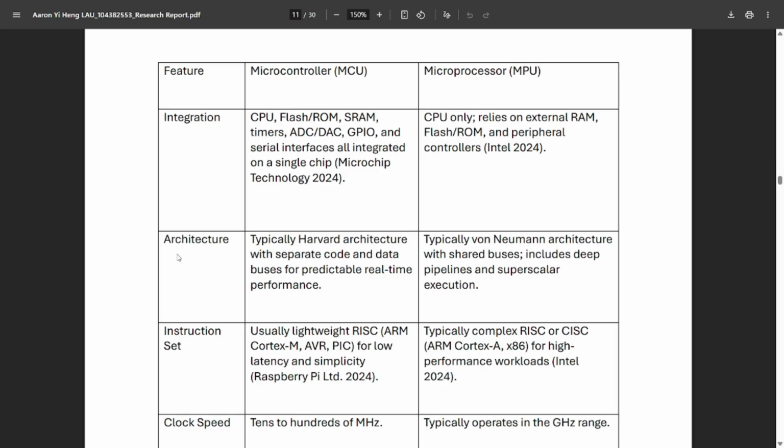MCUs typically use the Harvard architecture, where instructions and data travel on separate buses. This separation helps maintain predictable timing, which is important in real-time control tasks. MPUs usually use the von Neumann architecture, with a shared memory bus, and often include a deep pipeline, superscalar execution, and out-of-order processing to maximize performance.